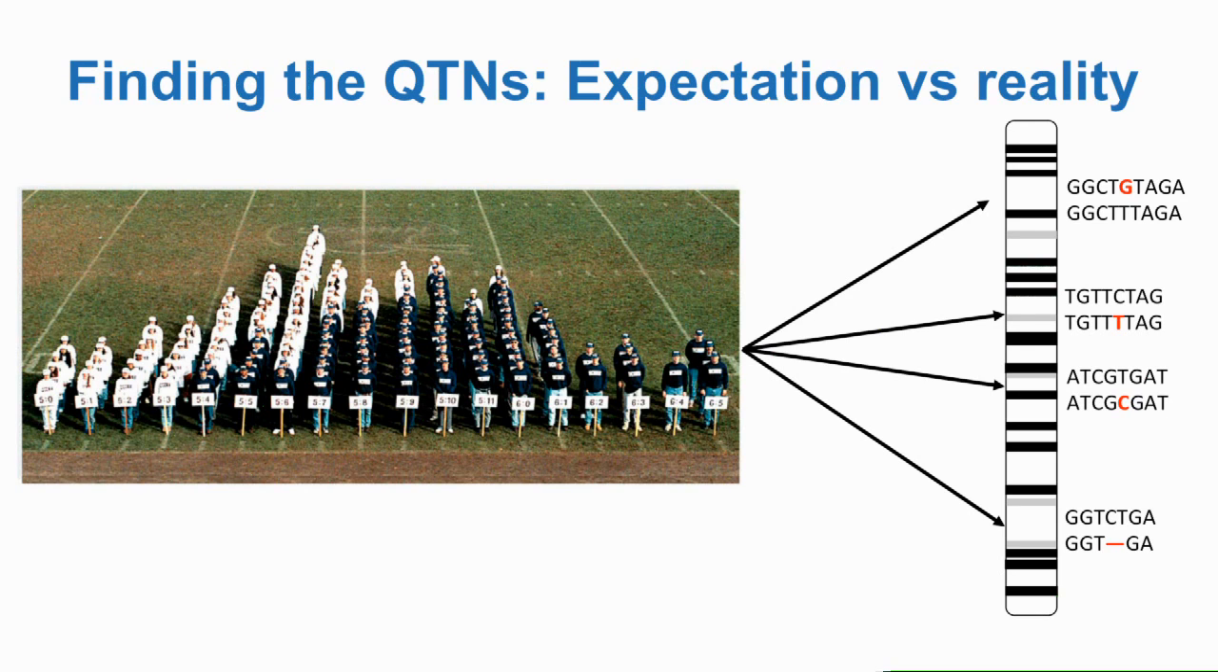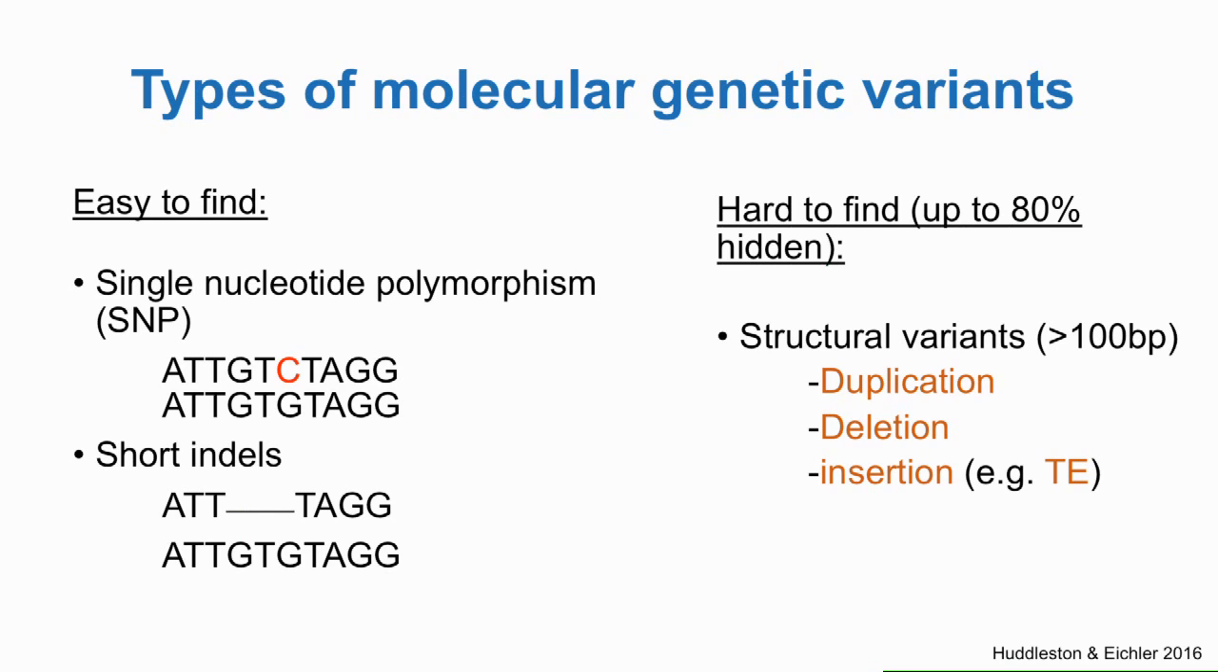That prompted some people to come up with this crazy hypothesis that we are not finding the causal variants because they are harder to find. And what kind of variants are harder to find? These are structural variants that include duplications, deletions, or insertions greater than 100 base pairs in length, and they cannot be detected accurately with Illumina sequencing or microarrays. Let me give you an example of what I mean by hidden variants.